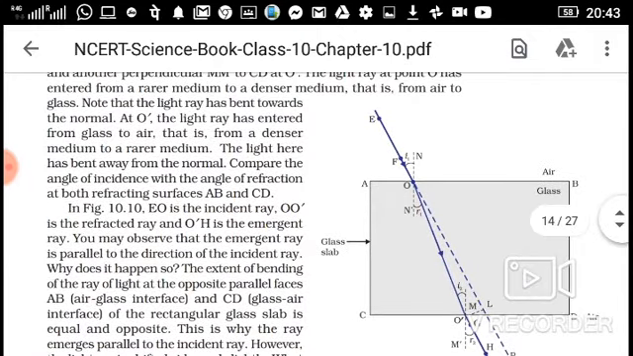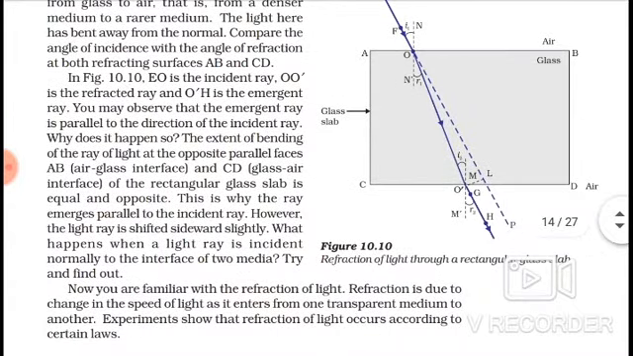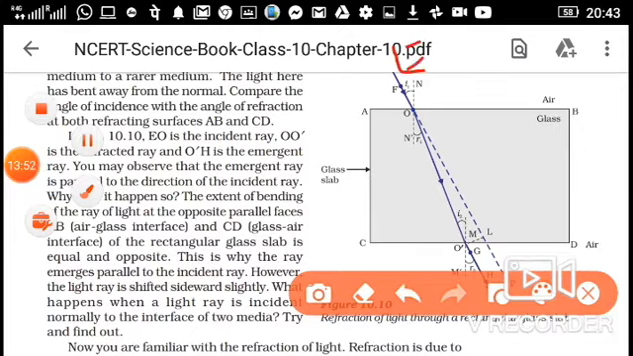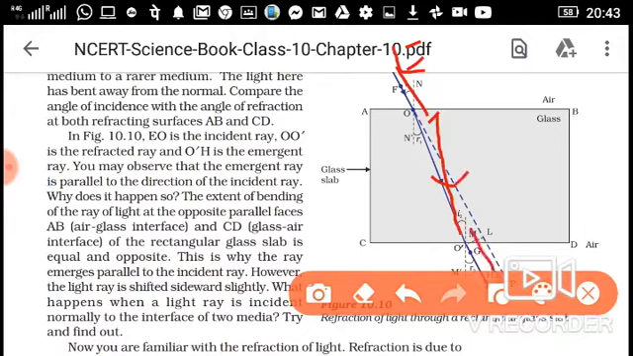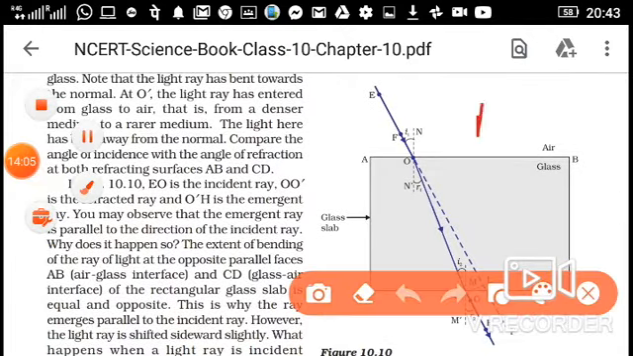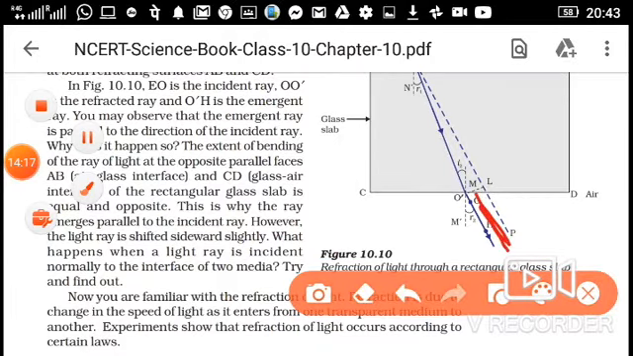Now this is completed. Here EO is the incident ray. This is the incident ray, this is the refracted ray, because it bends. And this is the emergent ray. What is the emergent ray? It comes out in the original medium. The first medium is air. After refraction it again comes in air. So this ray O dash H is the emergent ray.